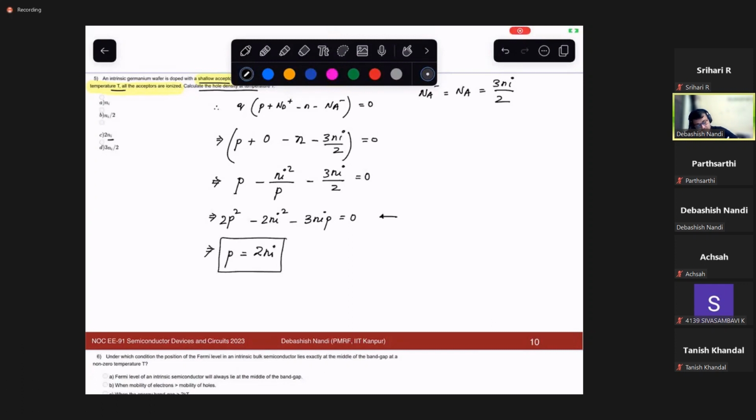So should I do it from this to this step, or you can do it yourself? How much time do you have? Okay, we do not have much time.